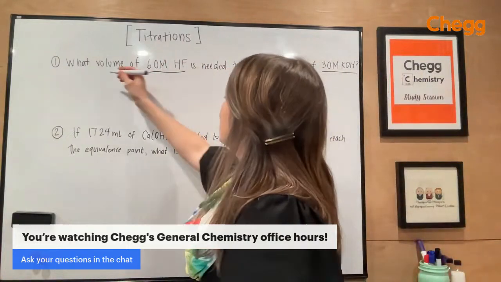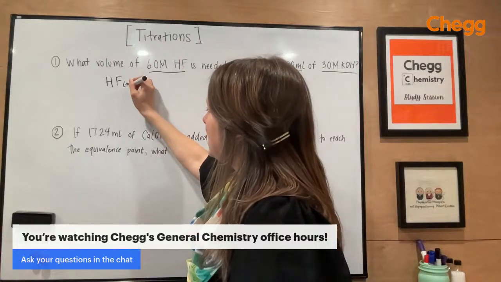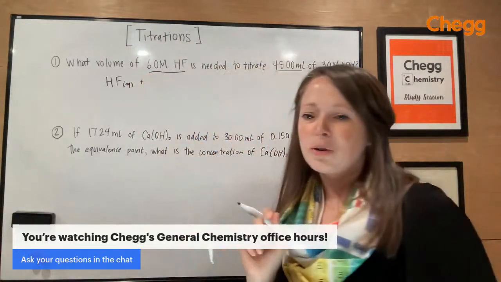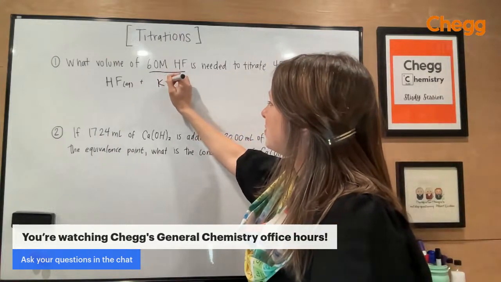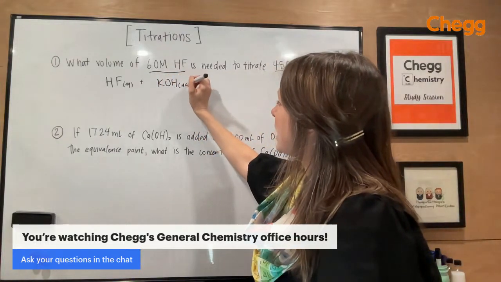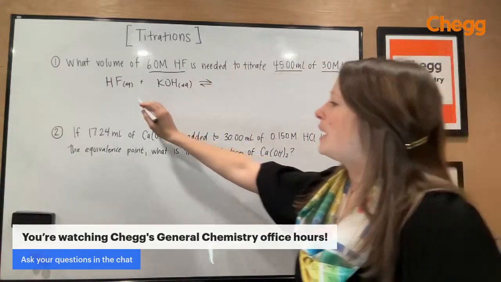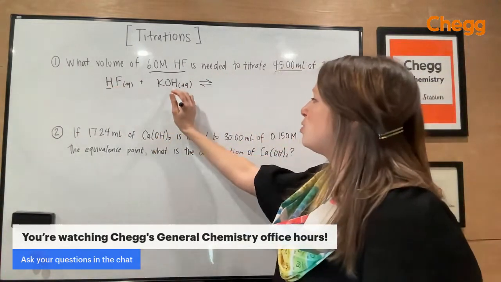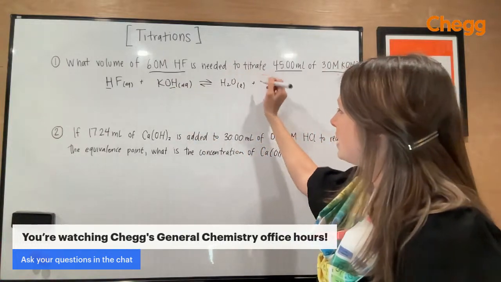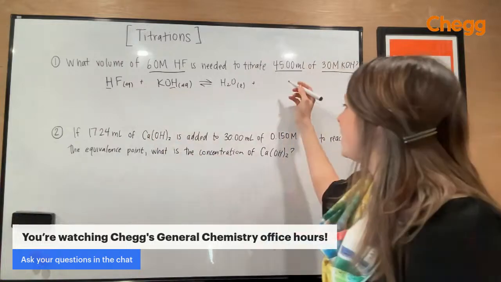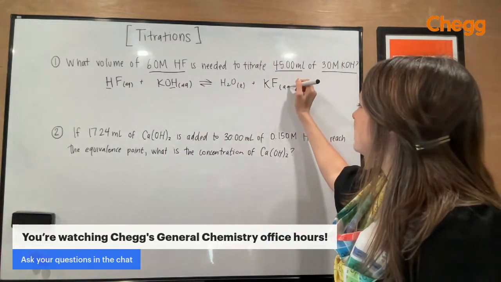All right, so I have hydrofluoric acid. As I'm writing this out, I want you to think: is HF a strong or a weak acid? Try to answer that in the chat. All right, so I have my acid plus my base. My acid is going to donate a proton to the base, forming water, and then whatever is left over. My second product is just going to be KF in this case.